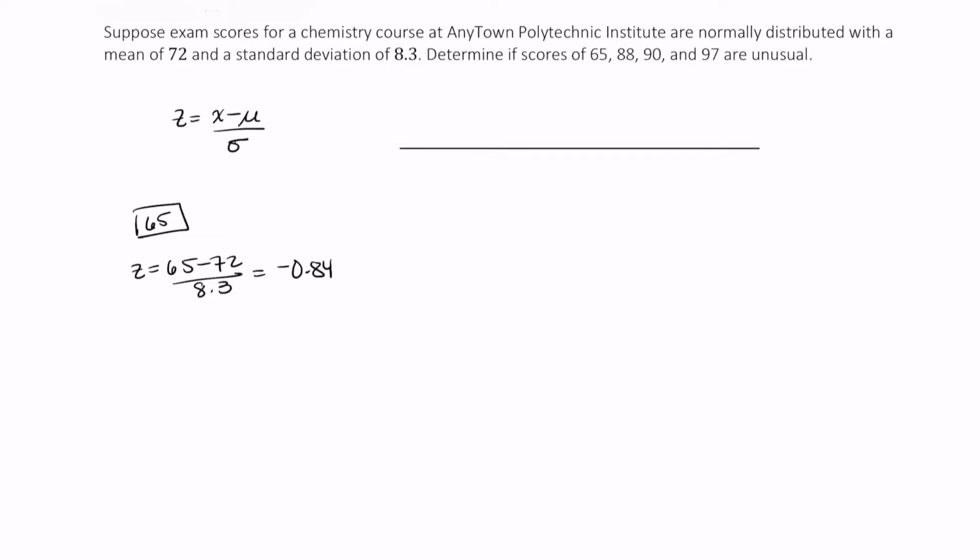For a normal distribution, normal z-scores are within 2 standard deviations of the mean, so these are considered usual. And z-scores outside of this range, here and here, are considered unusual. Since this z-score of 65 is -0.84, that would be right around here. We say this is usual, so not unusual.